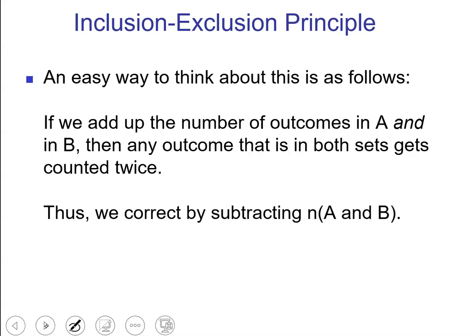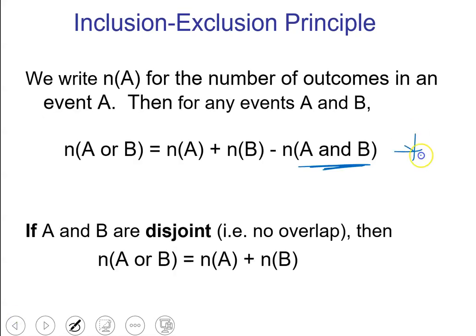An easy way to think about this is as follows, because I know the symbols can be a little complicated. If we add up the number of outcomes in A and B, then any outcome that is in both sets gets counted twice. Therefore, we subtract so we don't duplicate. That is what this is saying right here.